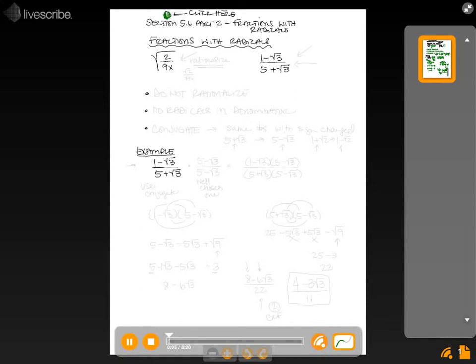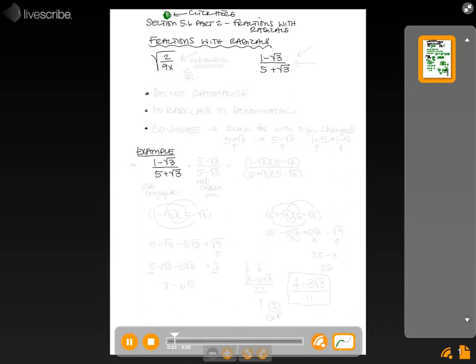Alright, these are your notes for section 5.6, part 2 on fractions with radicals in them. Now, you've done something that you may think is similar to this before when we rationalized the denominator. This is not rationalizing the denominator, it's just a whole different idea, okay? We're still just changing the way the problem looks, but it is not rationalizing the denominator.